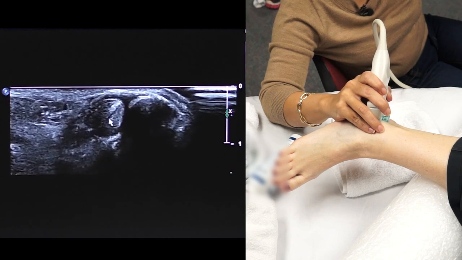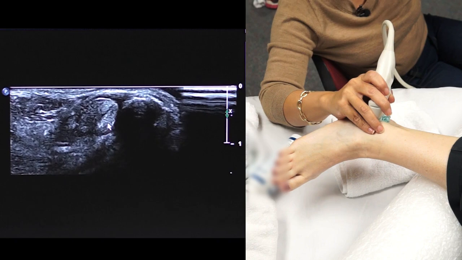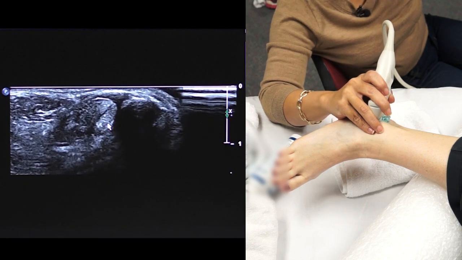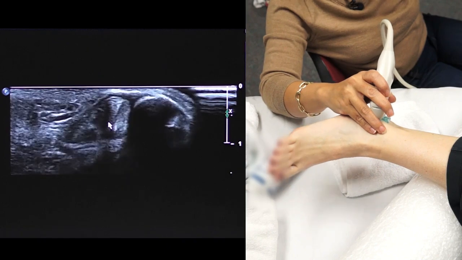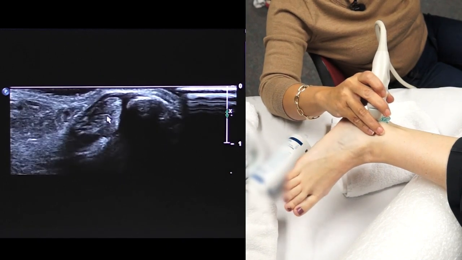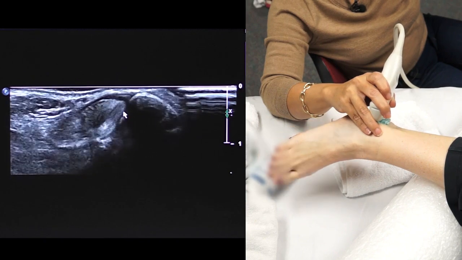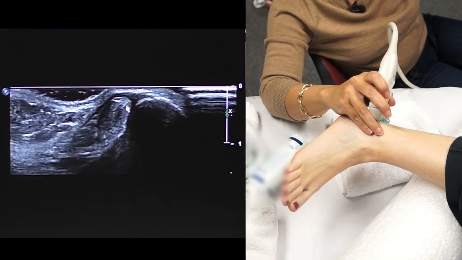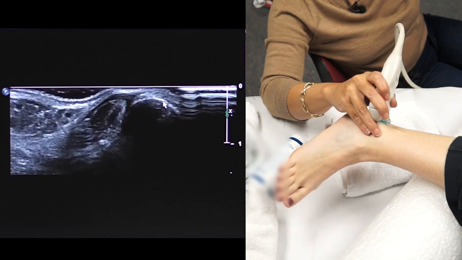So what you can do is, while looking at these tendons and keeping them in view, you can have the patient do the maneuver that can elicit the pathology. So you can have the patient either rotate their ankle, so just rotate, and you can watch the tendons and see that they remain well seated in their location and not sublux or dislocate over the lateral malleolus.